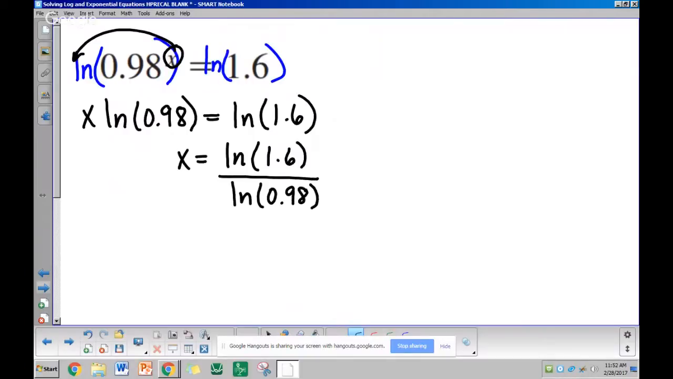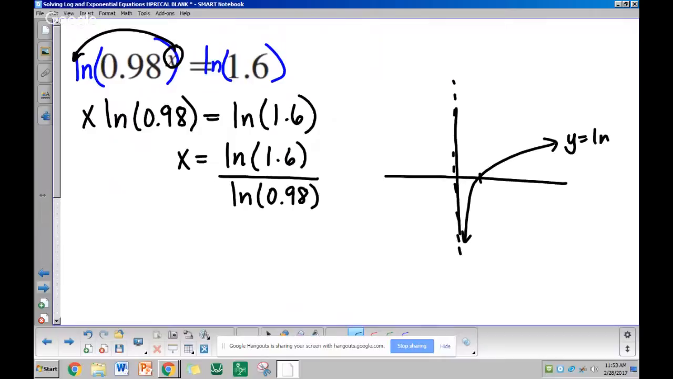So before we stick this in the calculator, what kind of number are we going to get here? Positive, maybe. Well, let's think about the log graph really quickly because I like to tie things together with the graph. This is the natural log function. And between 0 and 1, what kind of number are you going to get? The log of a number between 0 and 1 is negative. So this is going to be a positive number in the numerator and a negative number below.